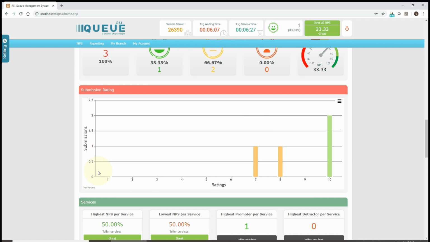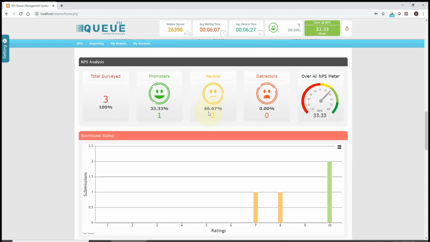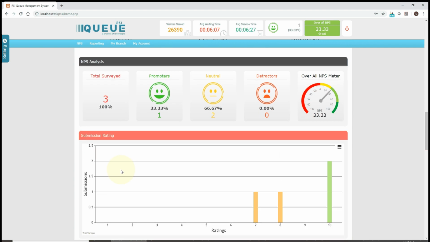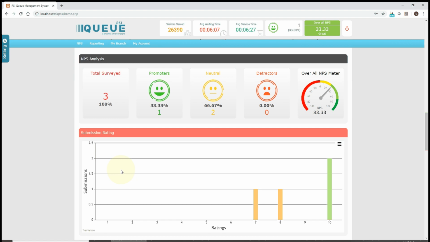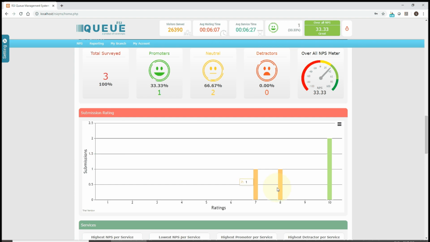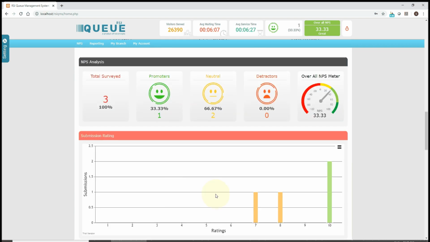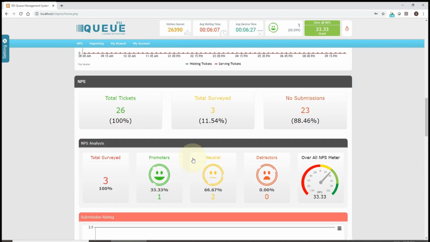And it is given on a range of 0 to 10. So if they choose from 0 to 6, they are detractors. If it is 7 and 8, it is neutral. And then 9 and 10 on the scale is promoters. So 0 to 6 is detractors, 7 and 8 is neutral, and 9 and 10 is promoters.